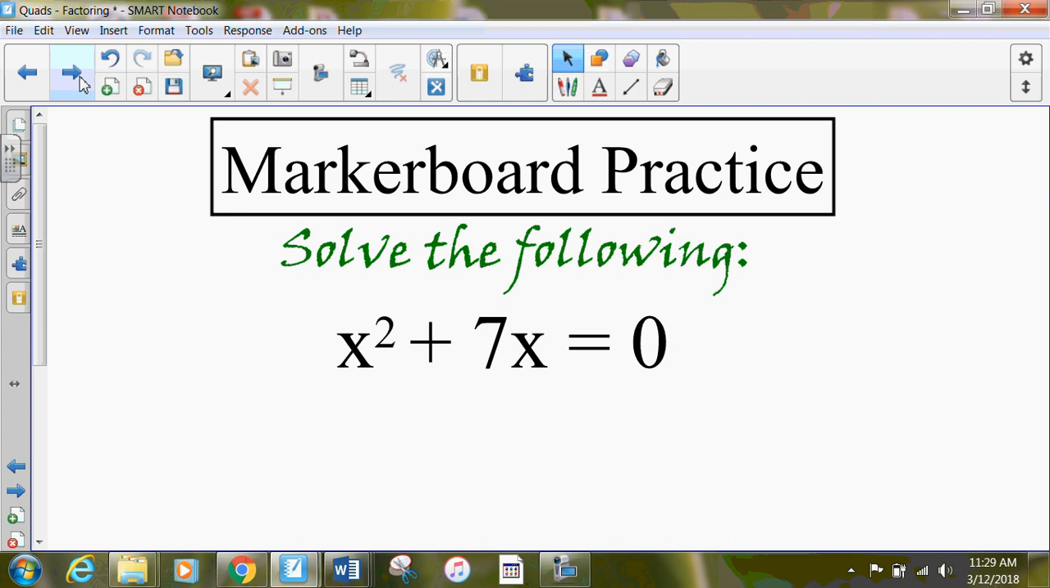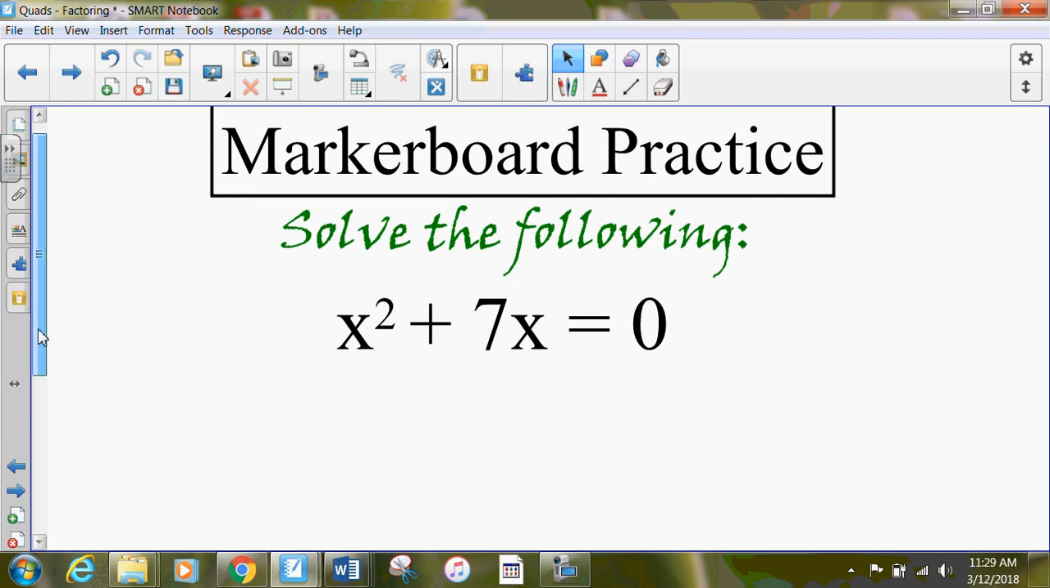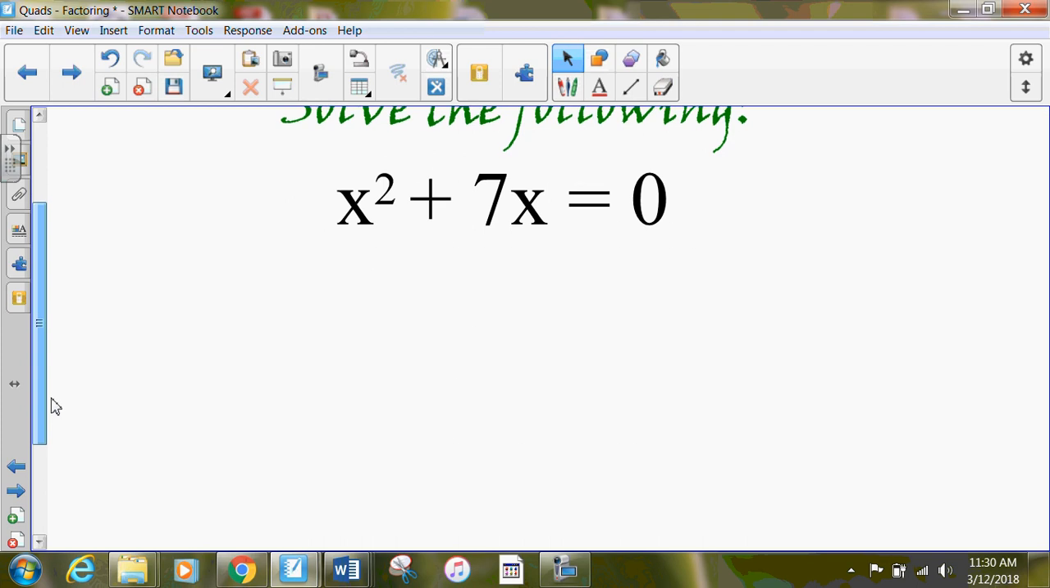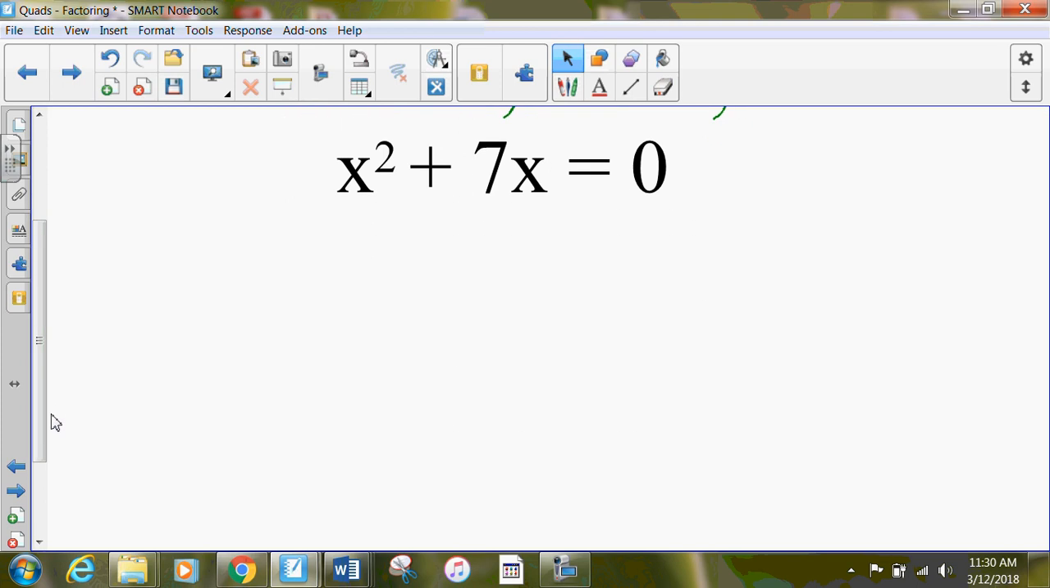All right, so marker board practice. If you don't have your marker board and marker and wipe with you, go ahead and pause this video and get that. You'll need a calculator as well. And once you get the marker board and stuff, you need to go ahead and pause the video, do this problem, and then unpause it and check your answer.